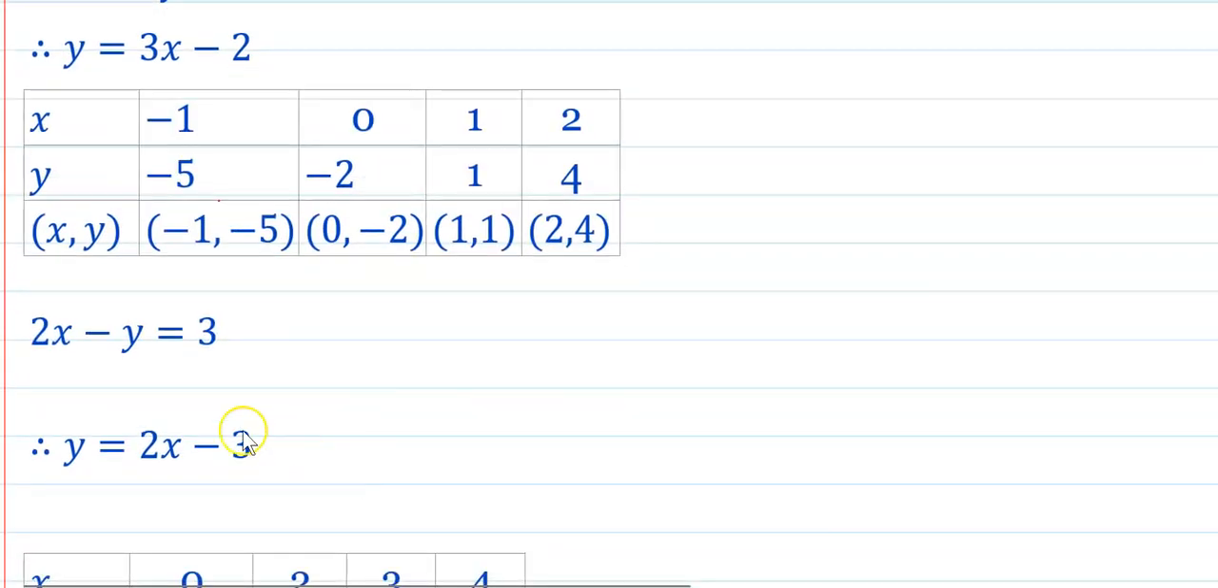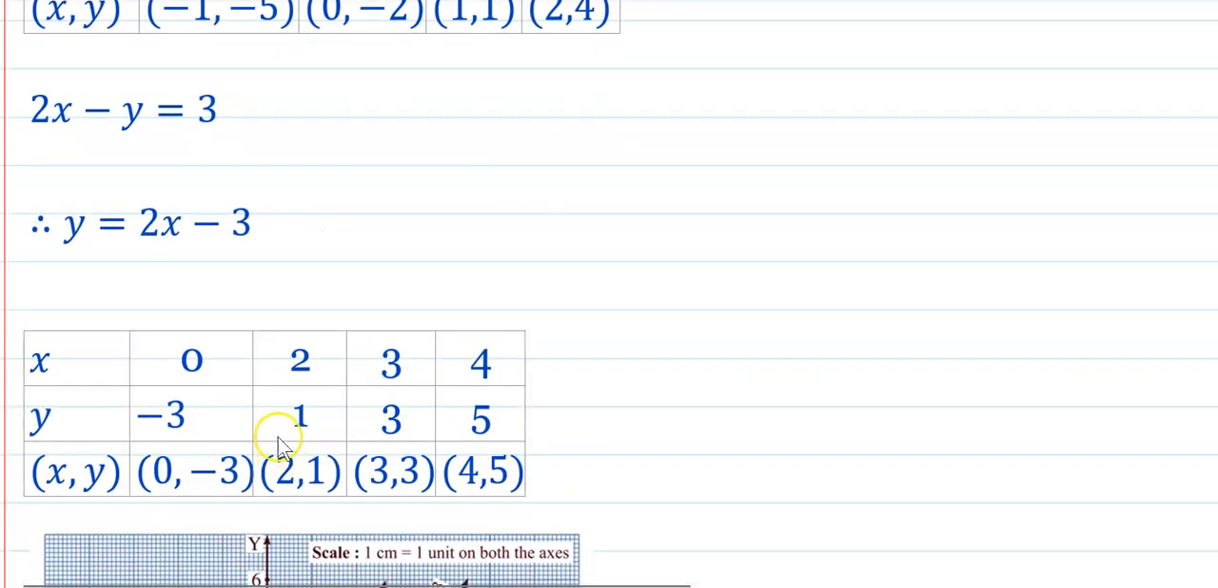Okay. Next, 2x minus y is equal to 3. Y is equal to 2x minus 3. Again the points. Put x is equal to 0, y is minus 3. X is equal to 2, 2 into 2, 4, 4 minus 3, 1. X is equal to 3, 2 into 3, 6, 6 minus 3, you will get 3. Put x is equal to 4, 4 into 2, 8.